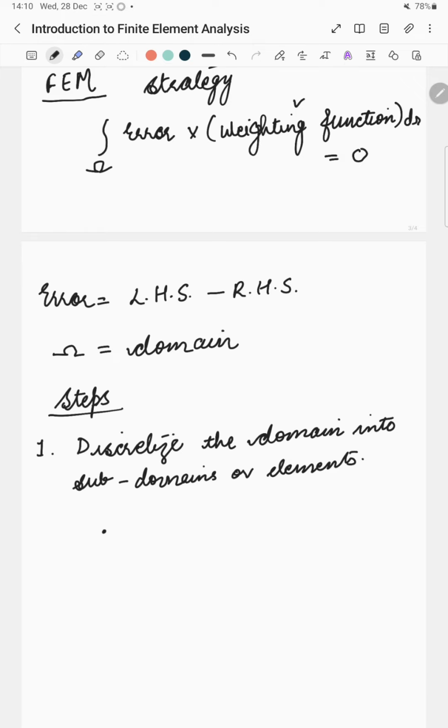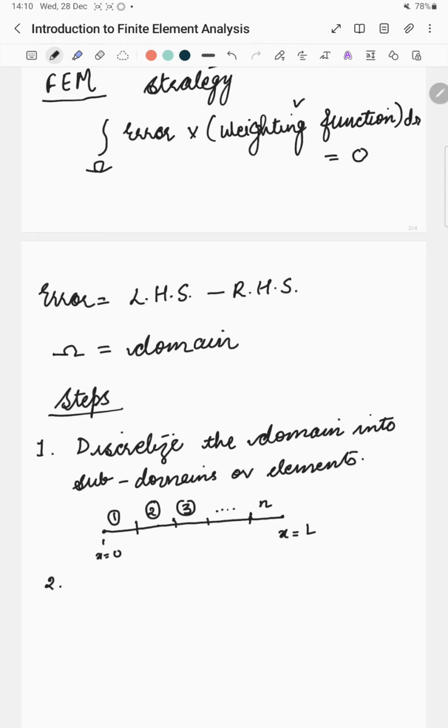Taking an example of a one-dimensional domain, we can say that our domain is varying from x is equal to 0 to x is equal to L, and we can discretize it into number of elements. This is my first element, this is second, third, and so on up to n.